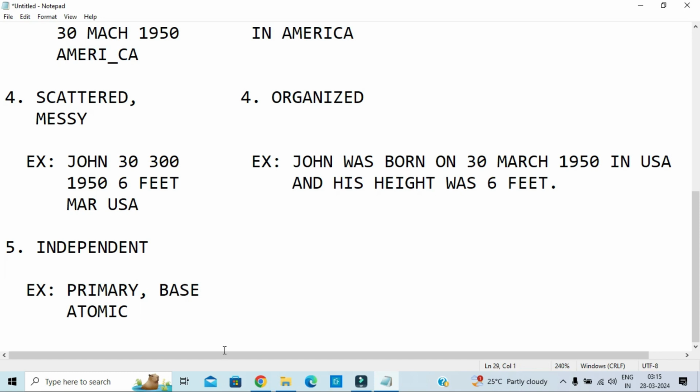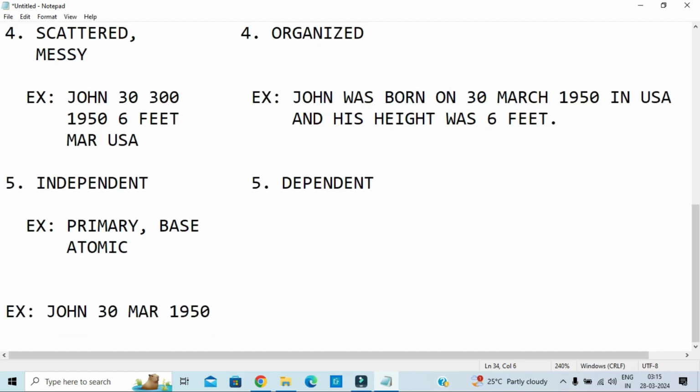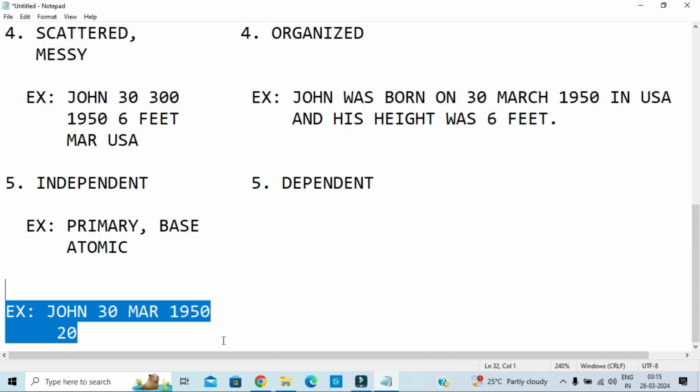So if you look at information, it is completely dependent. Why do we say dependent? Because from data we derive the information. Without data we can't derive anything. I'll give an example for you. John, 30, 1950, 20. So these are the details of a person.